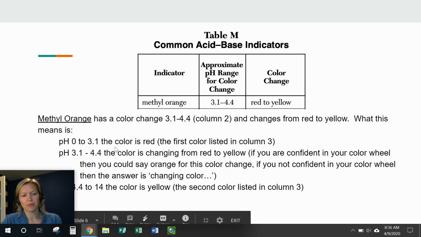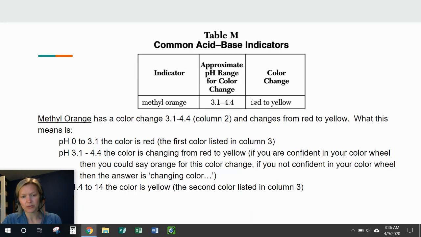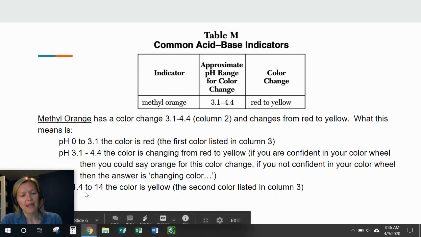pH is 0 to 3.1. The color is red, the first listed here. The color change is here. Now, this is an art class. If you know that yellow and red make orange, you can write orange, or you can say that it's changing from red to yellow or yellow to red, depending on if it's getting more acidic or more basic. And then a pH of 4.4 up to 14, it is yellow because this is listed last. It's the higher of the numbers.